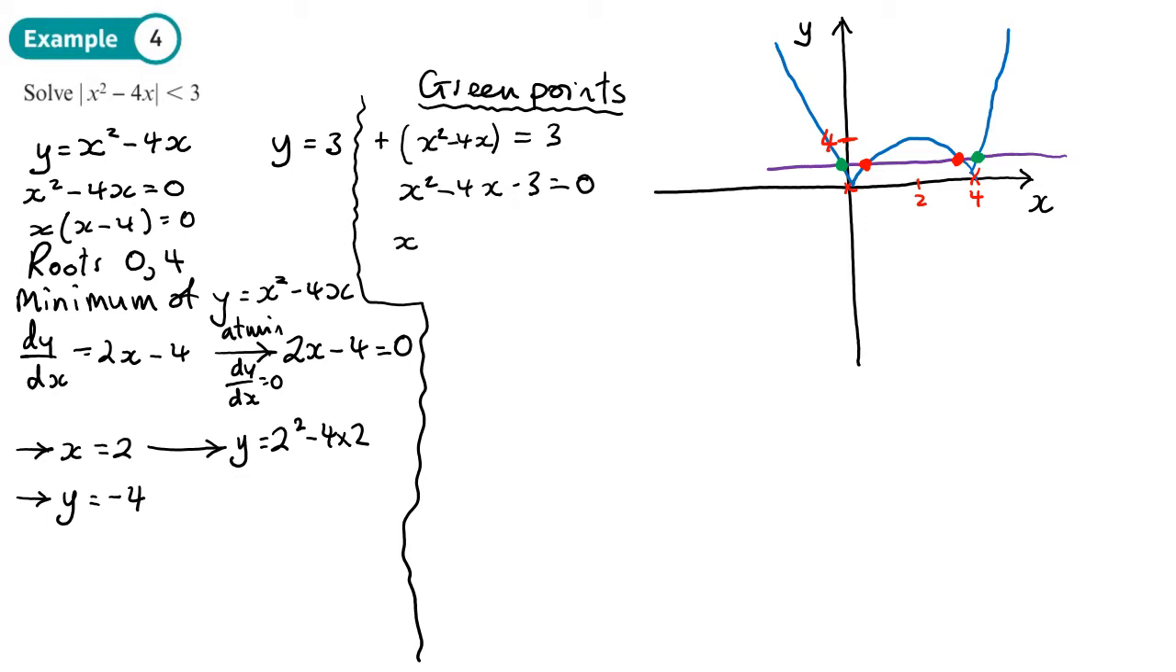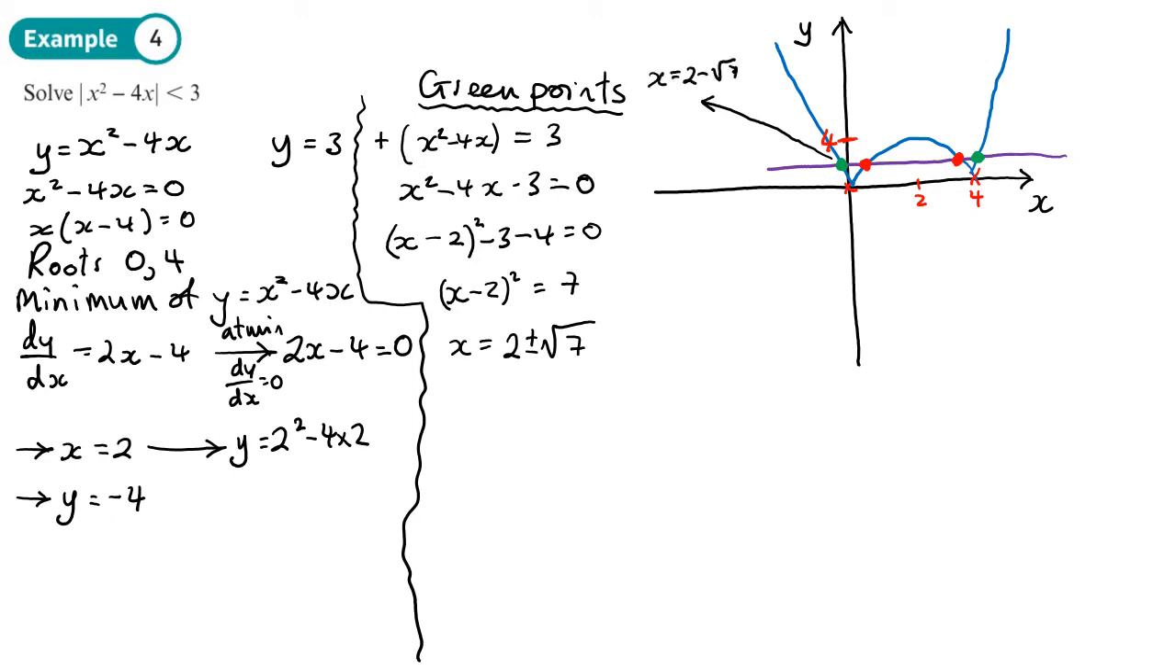So I'll have x minus 2 all squared, and minus 3. Now what adjustment do I need to make? This is going to give me plus 4, so I need to minus 3. So I've got x minus 2 all squared is 7. So x equals, square root both sides, 2 plus or minus root 7. So those are those crossing points. So this x coordinate is going to be x equals 2 minus root 7. And this other green point here, this is going to be x equals 2 plus root 7.